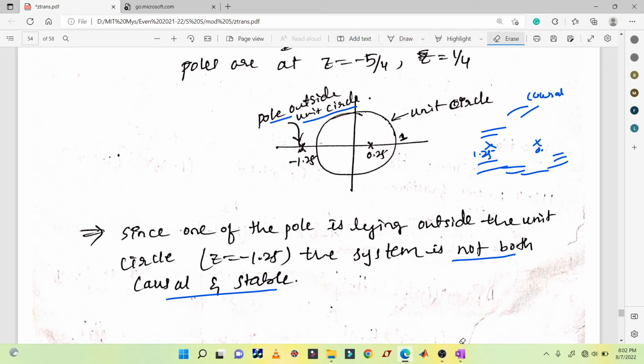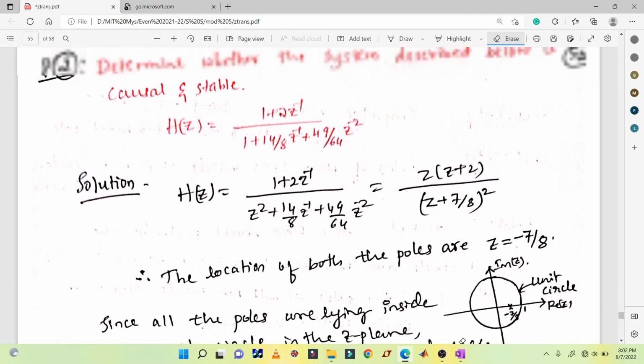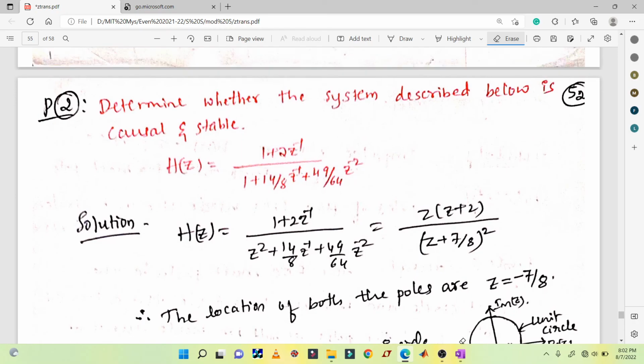So that is the final conclusion we get from this problem. This is the first one. Now let us look into the second one.